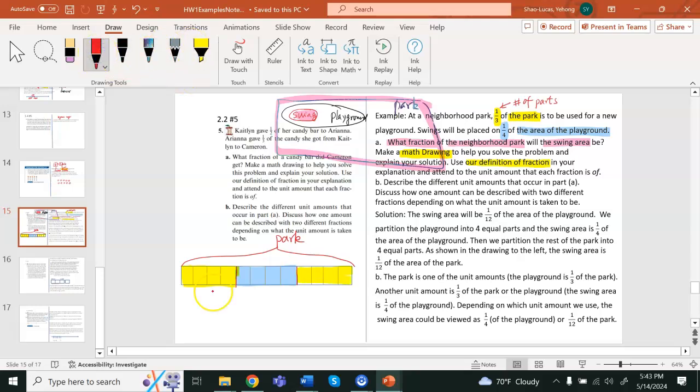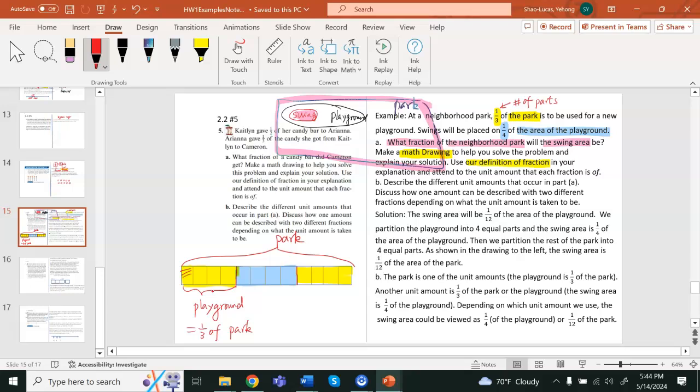And now we're going to take one of the yellow sections, which is the playground. And how do I know that? Because the question says 1/3 of the park is the new playground. So this is the playground, 1/3 of the park. Next, we're going to draw the swing area. So the swing area is 1/4 of the playground. So notice that the playground is just the yellow part here. So that's why I divide it into 4 equal parts.